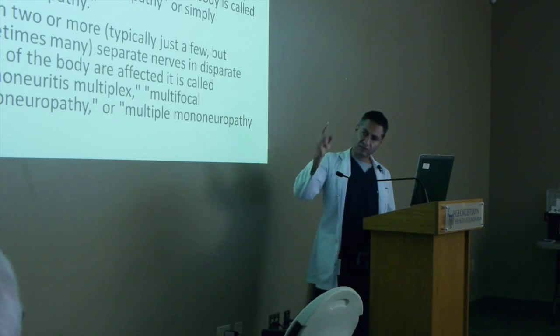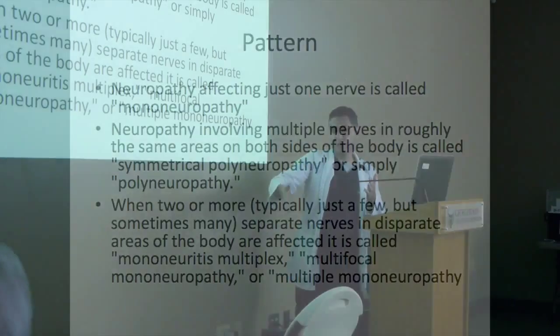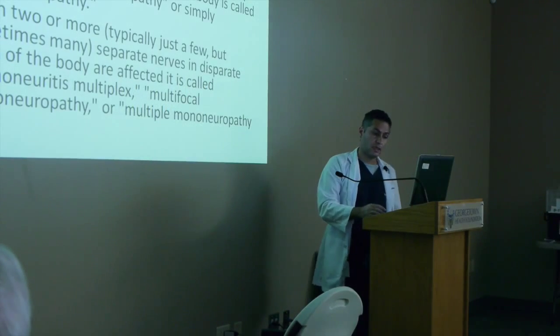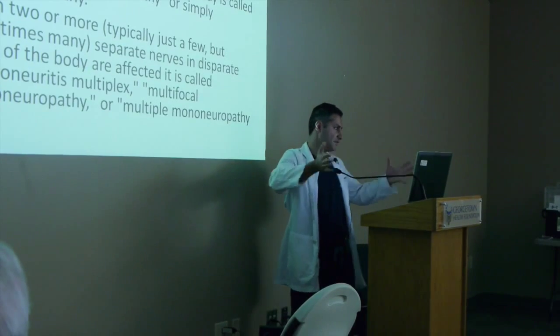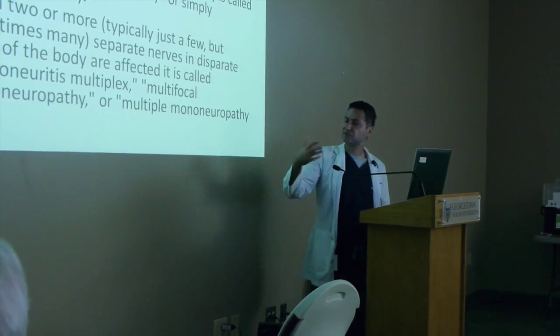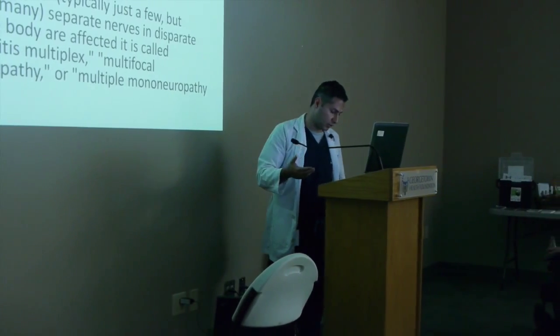If the neuropathy affects one nerve, we call it mononeuropathy. If the neuropathy affects multiple nerves, we call it polyneuropathy. And you might see it if your doctor diagnosed you, you will see in the report saying polyneuropathy. That means multiple nerves. If it is symmetrical, that means even on both limbs, both sides. If it's not symmetrical, we call it asymmetrical, or multifocal.